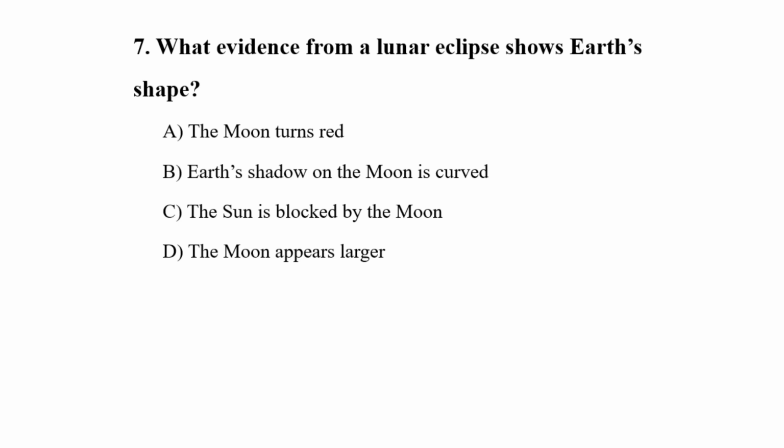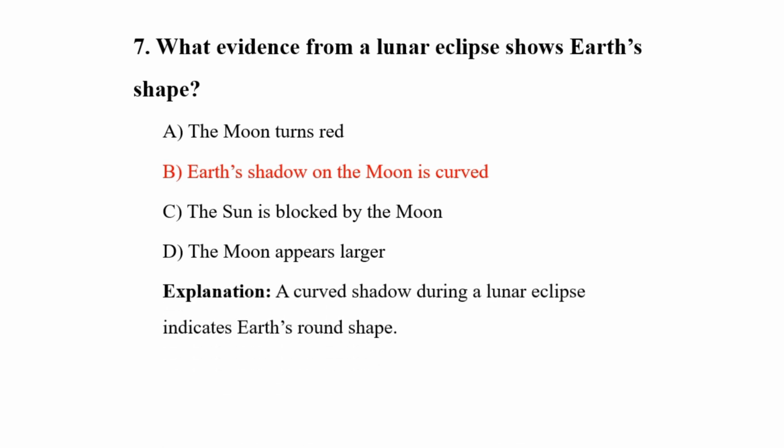Question number 7. What evidence from a lunar eclipse shows Earth's shape? A. The moon turns red. B. Earth's shadow on the moon is curved. C. The sun is blocked by the moon. D. The moon appears larger. The answer is Earth's shadow on the moon is curved. A curved shadow during a lunar eclipse indicates Earth's round shape.